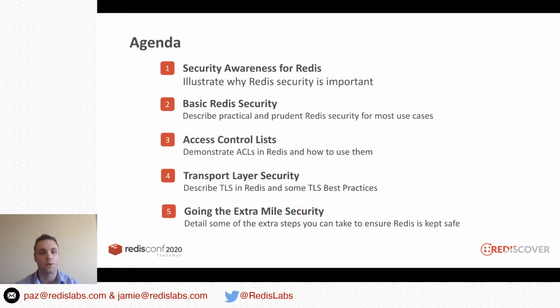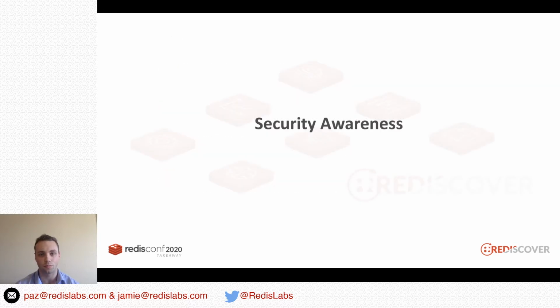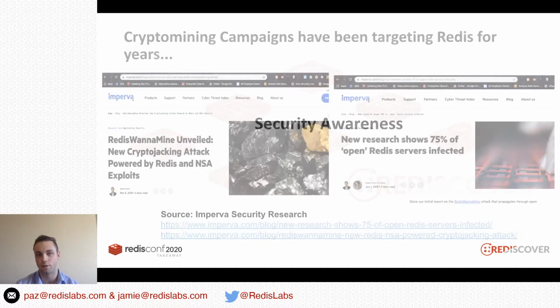So first, let's go through security awareness. We're also going to talk about Redis basic security. Then we'll go into some of the new features in Redis, access control lists, and transport layer security. We're going to round it off by teaching you how to go the extra mile by hardening Redis. Let's start with security awareness.